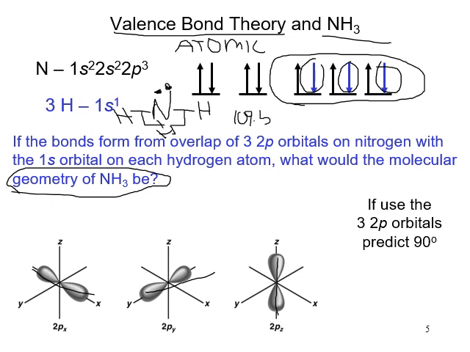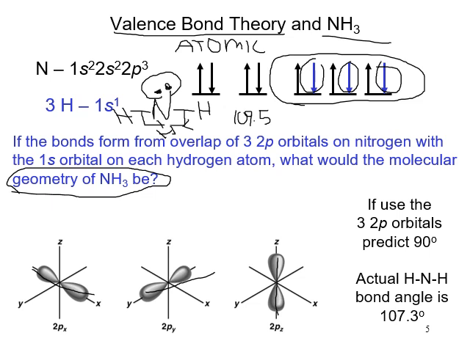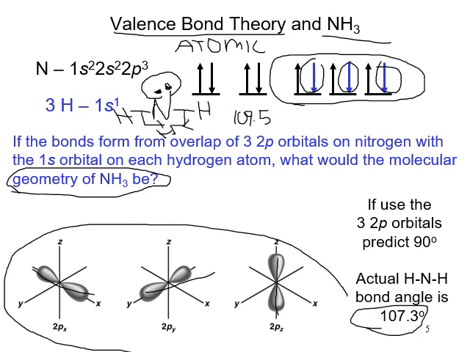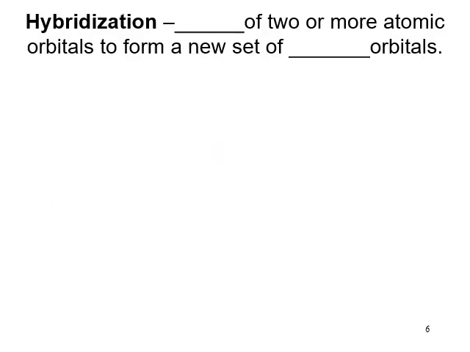But when there's a lone pair like this, remember from our VSEPR theory, this makes it less than 109.5. And there it is, that 107.3. So this idea of just overlapping atomic orbitals with other atomic orbitals cannot be true, because if it was true, the shape of the molecule would have 90-degree angles based upon what we know about atomic orbitals.